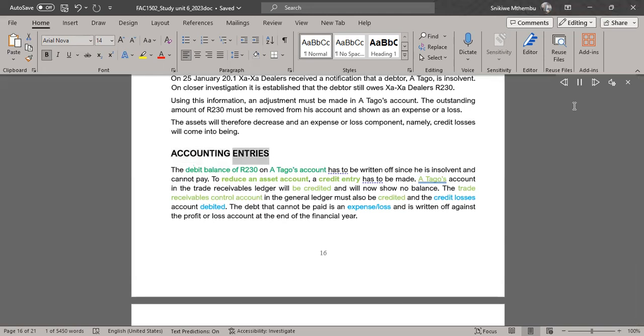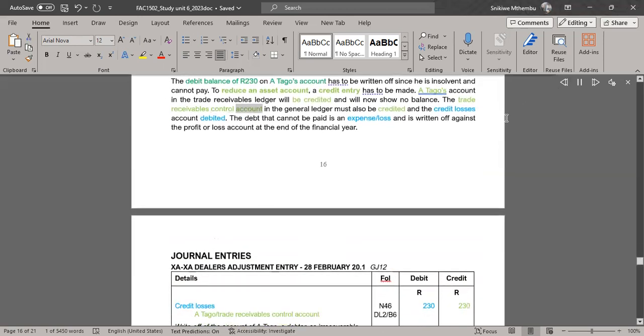Accounting entries. The debit balance of R230 on Atego's account has to be written off since he is insolvent and cannot pay. To reduce an asset account, a credit entry has to be made. Atego's account in the trade receivables ledger will be credited and will now show no balance. The trade receivables control account in the general ledger must also be credited and the credit losses account debited. The debt that cannot be paid is an expense/loss and is written off against the profit or loss account at the end of the financial year.